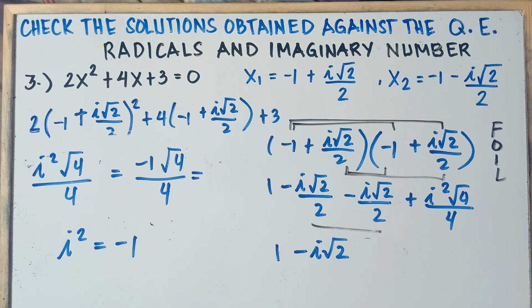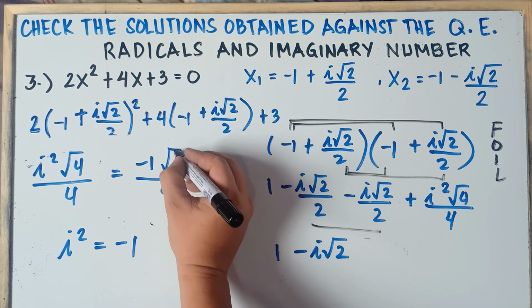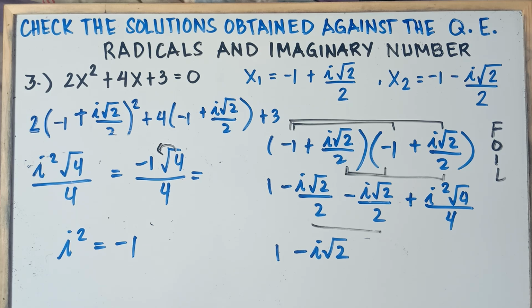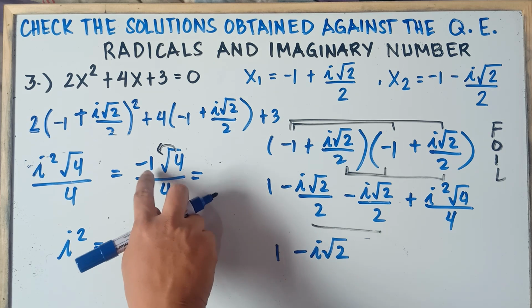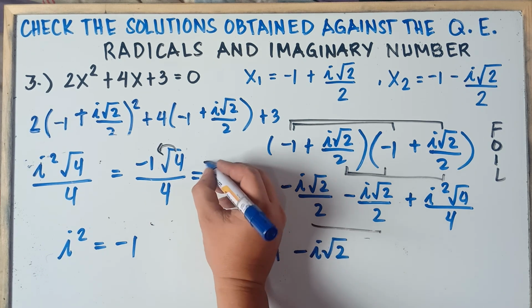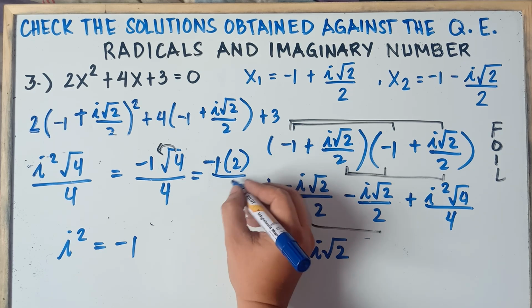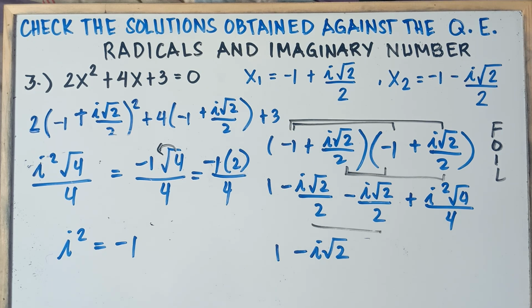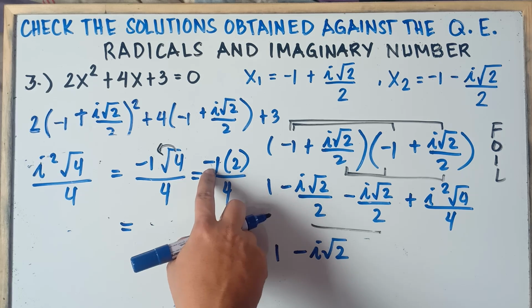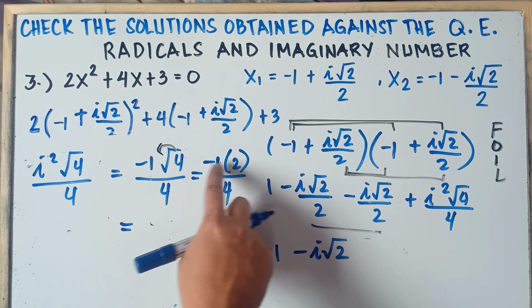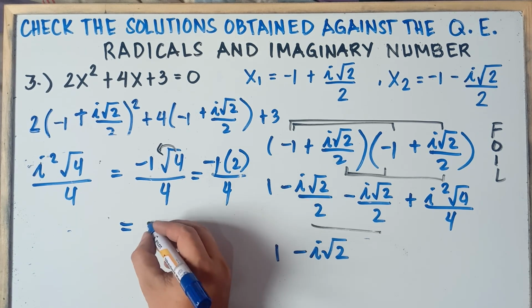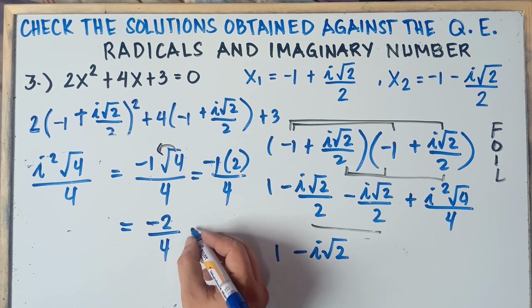Now, we can simplify square root of 4. The square root of 4, that's 2. You put it outside, and we multiply it by negative 1. So, copy negative 1, the square root of 4, that's 2, over 4. Once again, guys, do not forget, i squared is equal to negative 1. So, negative 1 times 2, that's negative 2 over 4.